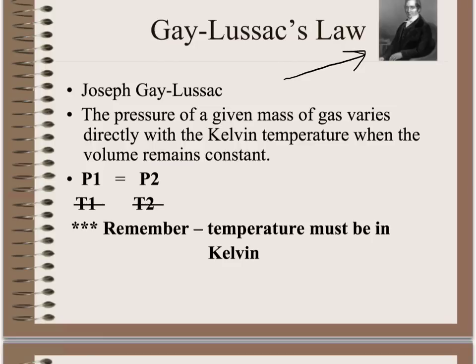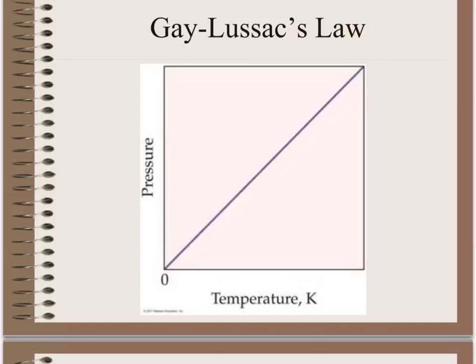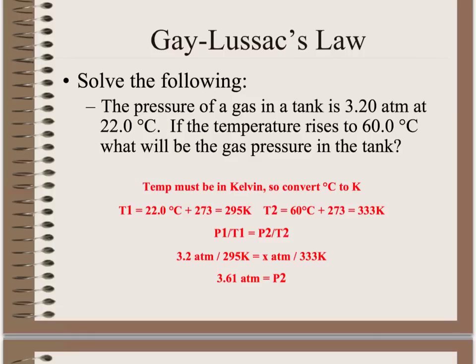He found that the pressure of a given mass of gas varies directly with the Kelvin temperature when the volume remains constant. So just like with our popsicle stick, we know that when we covered up volume, pressure and temperature were directly related. Just a reminder that temperature must be in Kelvin. And here's a graph that shows that as temperature increases, pressure increases. Directly related.